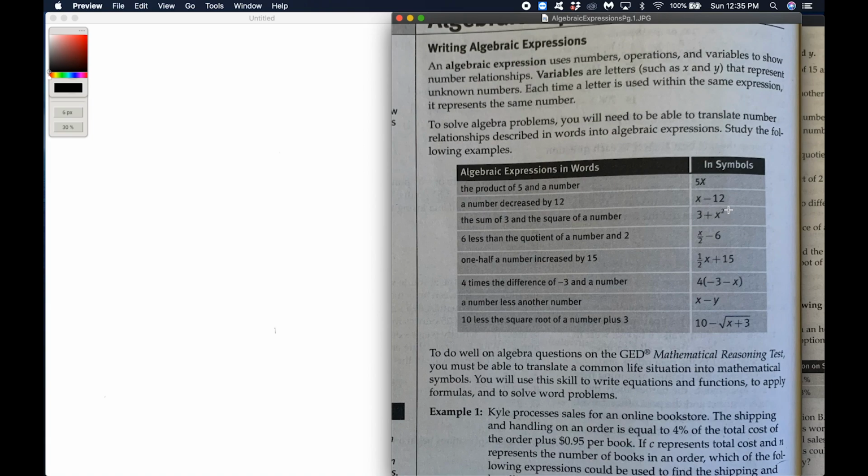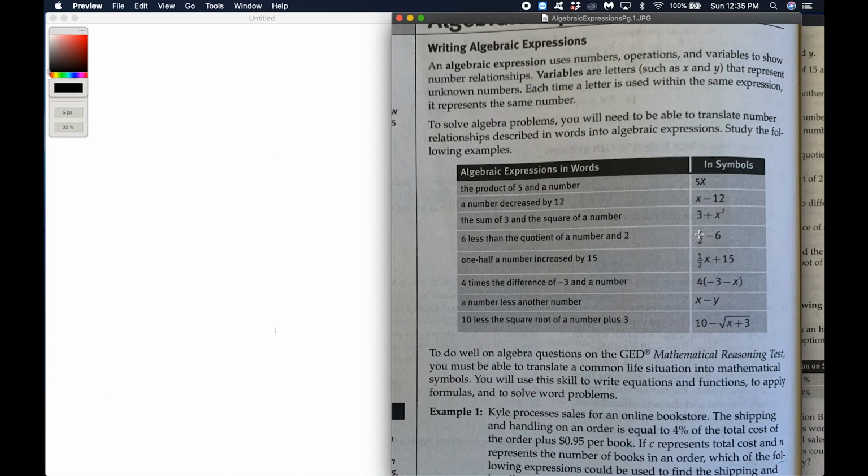You'll see different numbers appear, for example 3 or 4. So you'll say x squared. If there's a 3, you'll say x cubed. If there's a 4, you'll say x to the power of 4. Or if there's 5, x to the power of 5, etc. 6 less than the quotient of a number. So this is division, quotient is division.